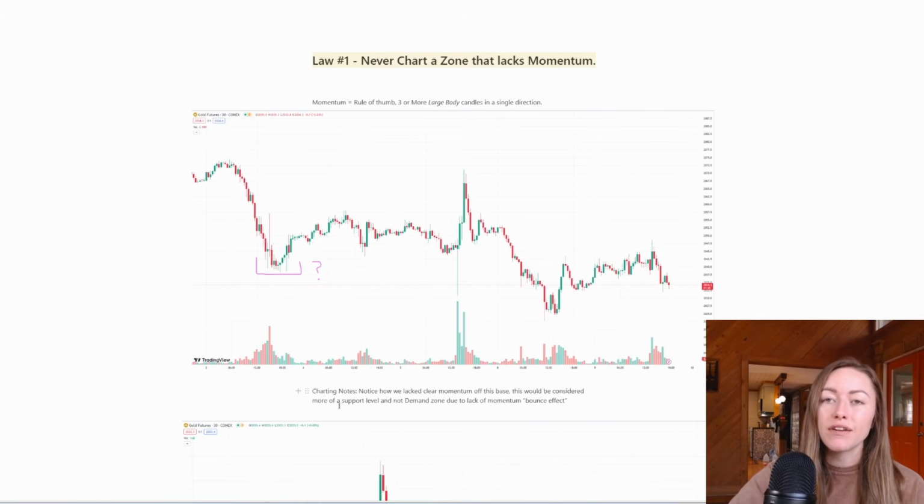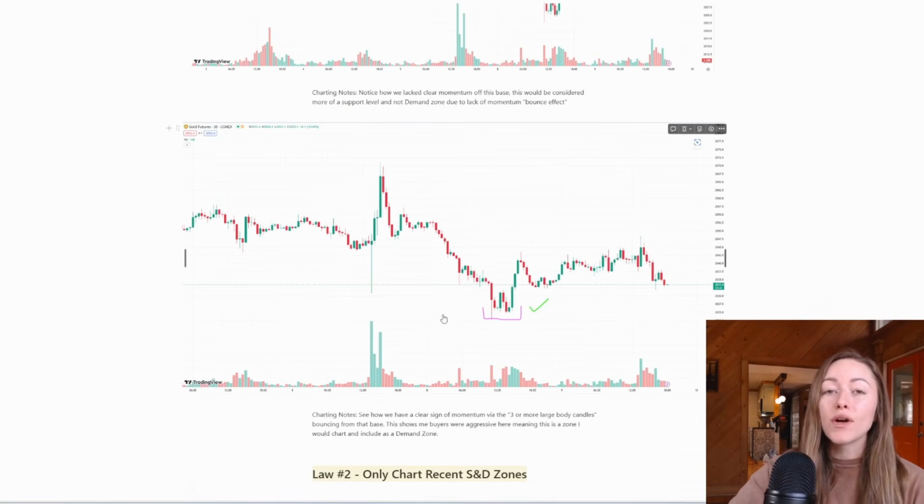So charting notes down here, you can see, notice how we lacked clear momentum off this base. This would be considered more of a support level and not a demand zone due to the lack of momentum, aka that bounce effect. Whereas this zone on gold right here that you can see I have drawn is actually more of a demand zone because we are seeing that momentum effect. We are seeing at least 3 strong candles off that zone, telling me that this in fact means there are buy orders sitting here, which caused the momentum upwards once orders were filled.